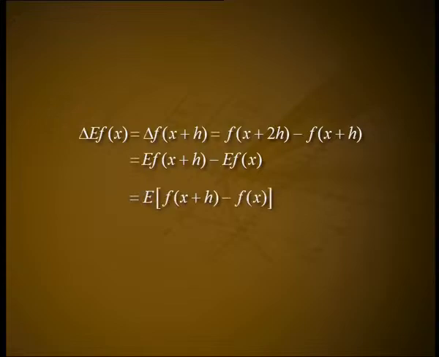Number 3. For a function f(x), delta E f(x) equal to E delta f(x). Proof. Delta E f(x) equal to delta f(x plus h), that is f(x plus 2h) minus f(x plus h), that is E f(x plus h) minus E f(x), that is E[f(x plus h) minus f(x)], that is E delta f(x).